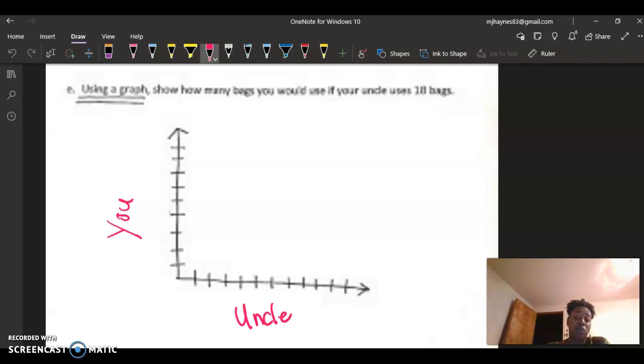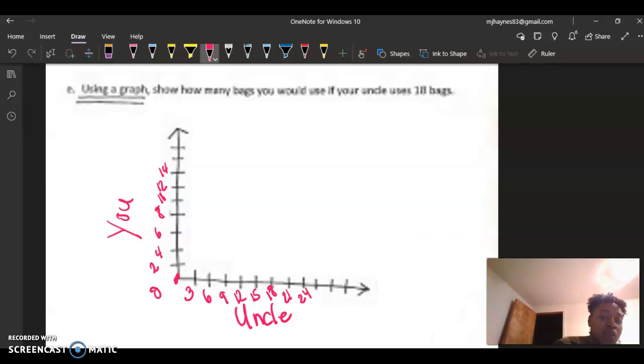It makes me feel uncomfortable when two axes are numbered differently, but you can do that here for the sake of the proportional relationship. So I'm going to number uncle by threes. Remember, this is 0, 3, 6, 9, 12, 15, 18, 21, 24. Okay, so let's number you. Remember, you are increasing by 2. So that's 0, 2, 4, 6, 8, 10, 12, 14.